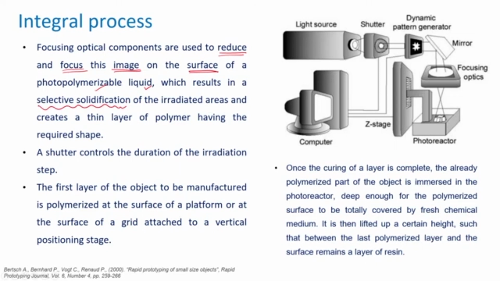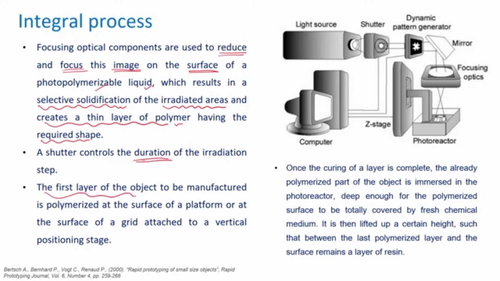So, we are selecting the resin by using the bitmap image. The solidification is done on the irradiated areas and creates a thin layer of polymer having the required shape. The shutter is controlling the duration of the irradiation step.